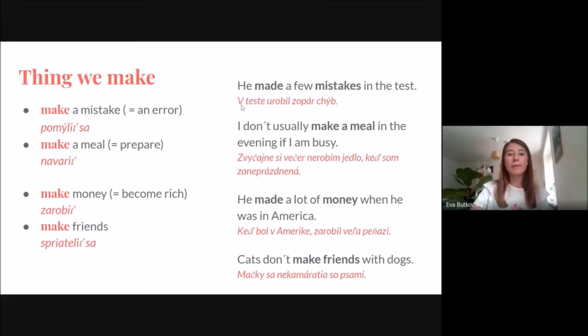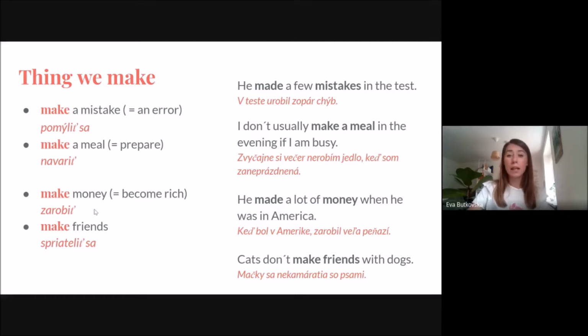So things we make, or now we will learn the nouns that go with the verb make. Make a mistake means he made a few mistakes in the test. Focus on the translation. So really, make a mistake, it's a new verb that you can learn. Or make a meal, or make food, any kind of food. Make breakfast, make lunch, make dinner, make a snack. I don't usually make a meal in the evening if I'm busy.